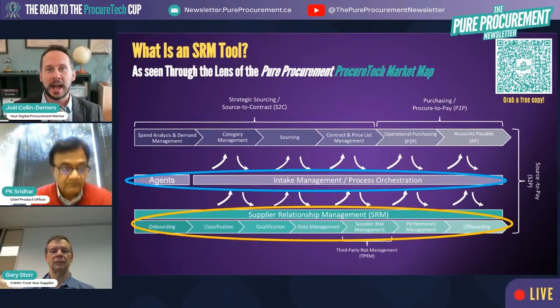Because if you don't have it today, and your first tool you implement is something like Trust Your Supplier or an SRM tool, it's something that you want to have that unique front door for procurement. And I think we're all realizing that it's very, very valuable. So on that note, that's how I think of supplier relationship management. But Gary, I'd love you to chime in and complement that.